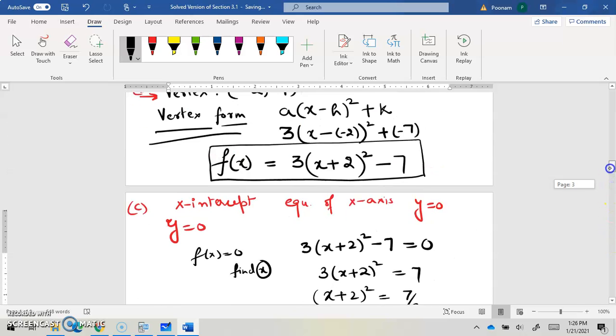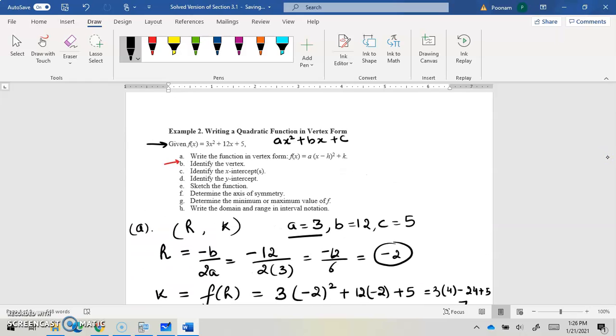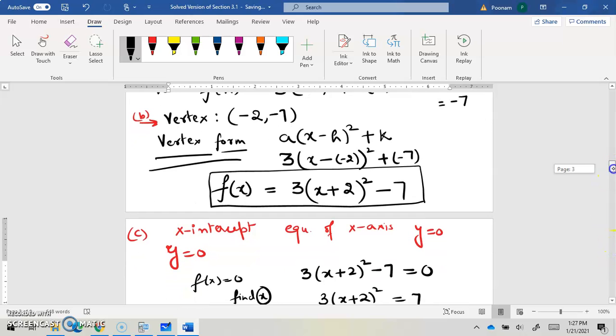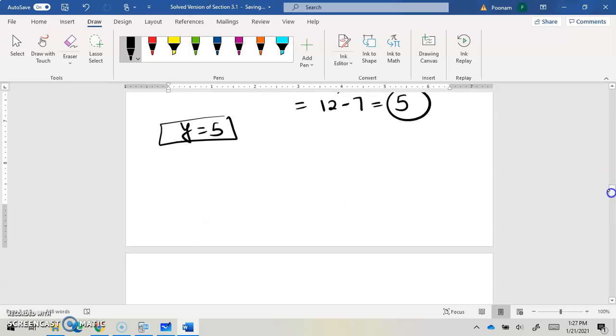The next part of the question says to sketch the function. You can also use the graphing calculator, but let's see what we already know. The function has a, which is 3. A equal to 3 is positive. That means the graph is an upwards parabola, right? So, we are going to use that while sketching. You can do all the sketching by hand also.